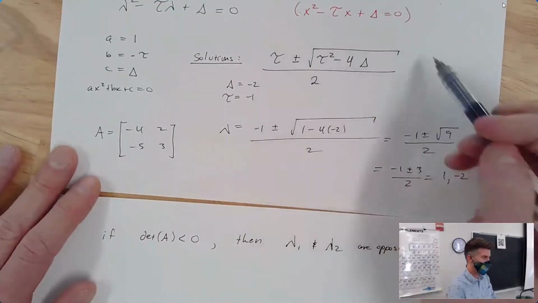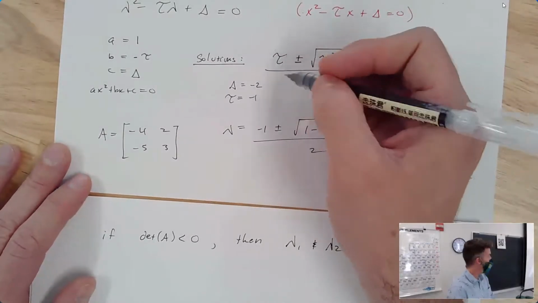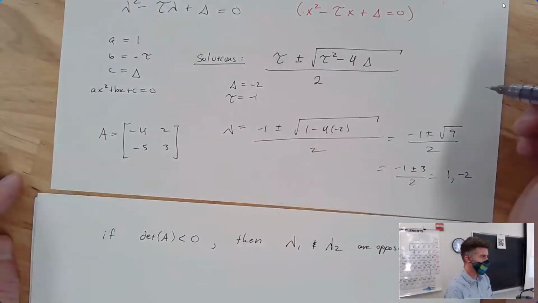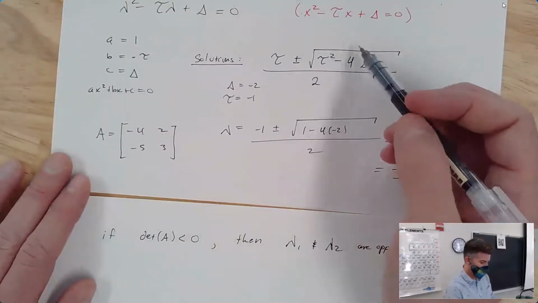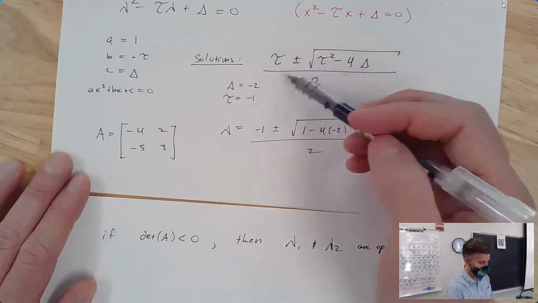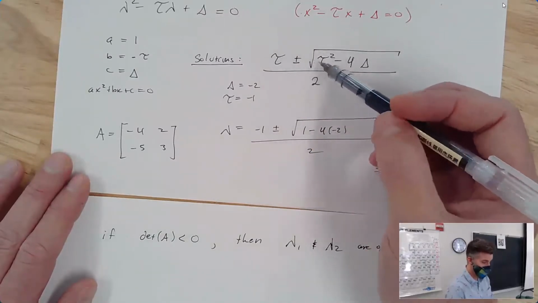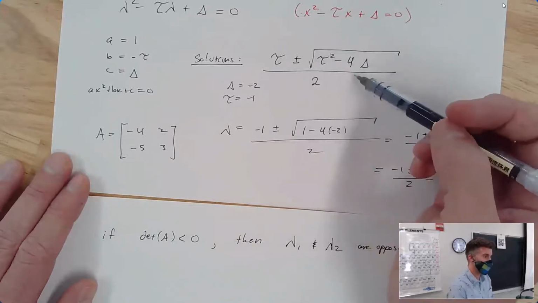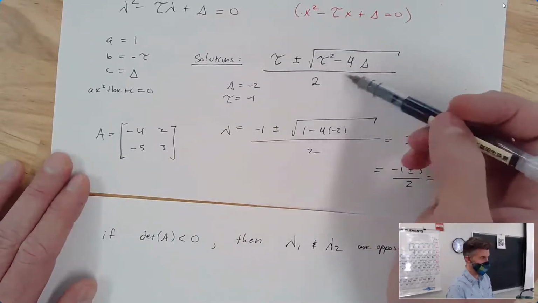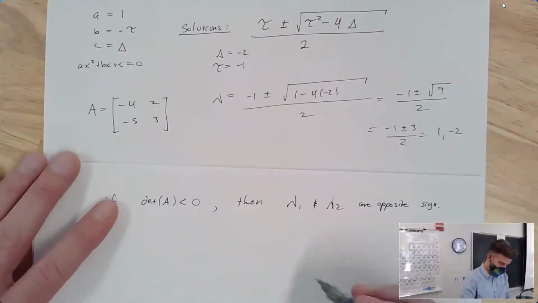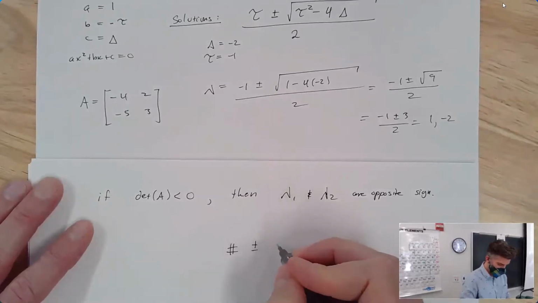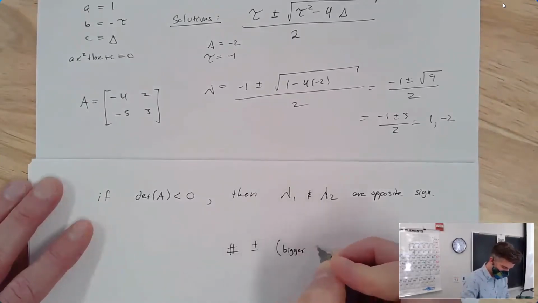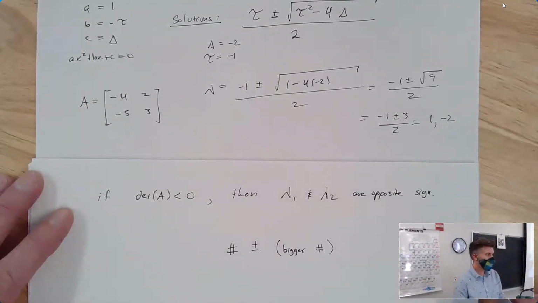Here's our solutions. You have a number, tau. It could be positive or negative. And you have this square root. And here's what I'm going to point out. The square root is a bigger number than tau in absolute value if 4 delta is positive, if you're adding on something here. Think about it this way. You have a number. You're adding or subtracting a bigger number. Bigger meaning further away from 0.